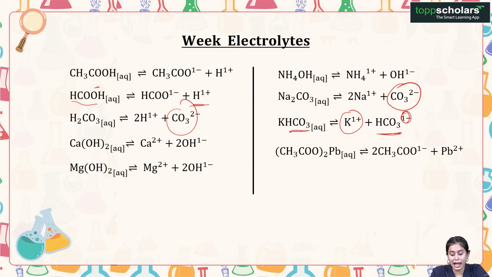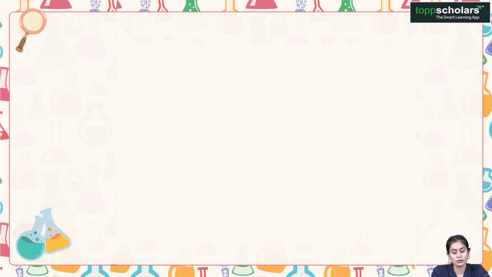Now we have (CH3COO)2Pb, your lead acetate, how does it dissociate? Again it's a weak electrolyte which dissociates to form CH3COO1-, same thing like this, and the other part, that is your Pb, will form Pb2+ ions, okay, that's why we have 2 here. This is how your weak electrolytes dissociate.